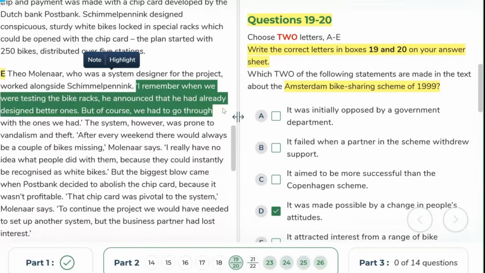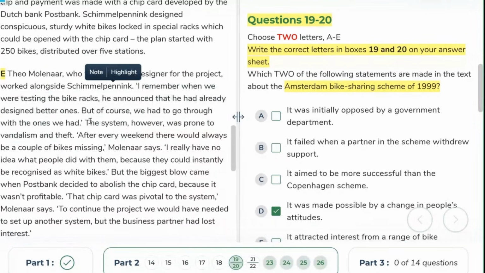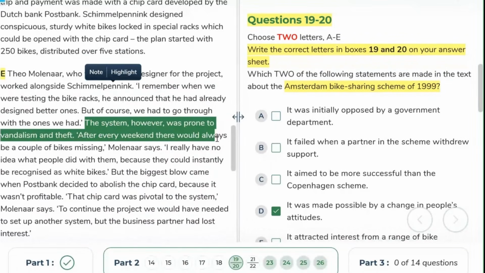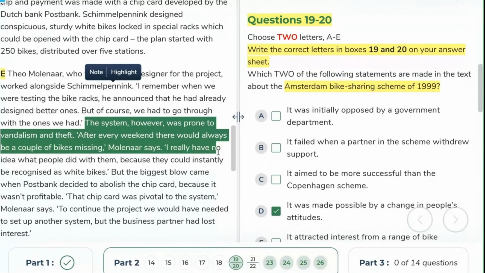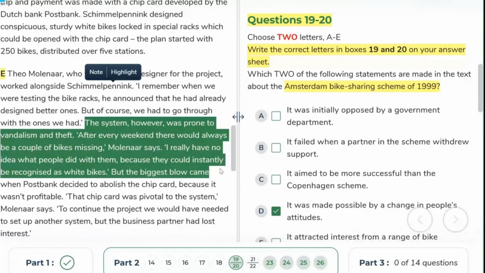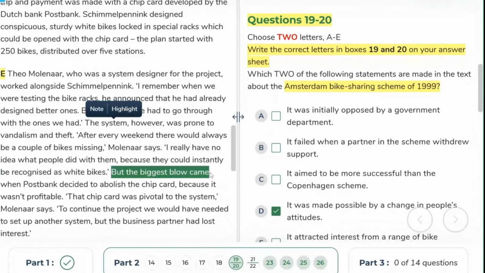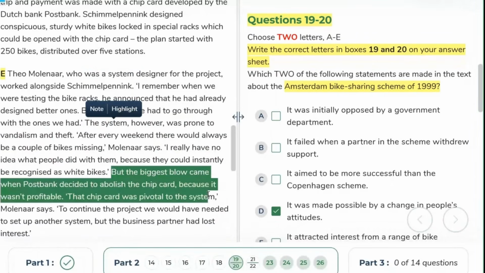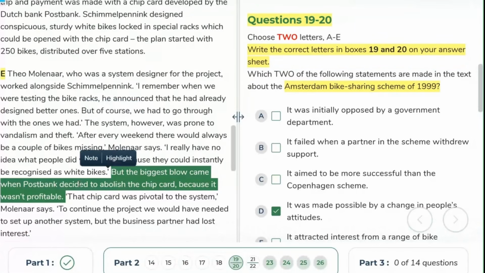The system, however, was prone to vandalism and theft. After every weekend, there would always be a couple of bikes missing. Okay, people actually stole their bikes. Molinar says, I really have no idea what people did with them because they could instantly be recognized and all that. But the biggest blow came when Postbank decided to abolish the chip card because it wasn't profitable. Okay, so biggest blow came and the post bank decided to abolish the chip card.